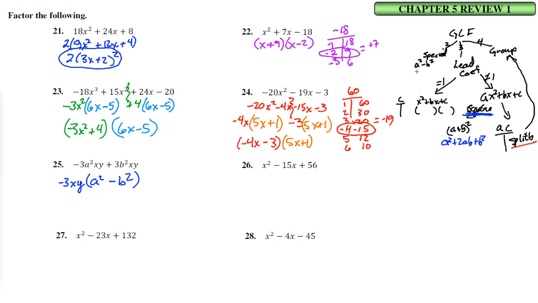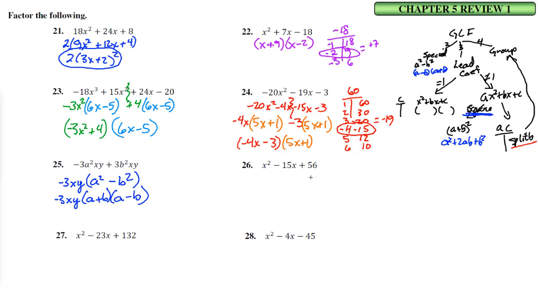Is it a special case, a squared minus b squared? It is. Remember how these go. This is a minus b, a plus b. Okay, so that's negative 3xy, and then that guy breaks up to a plus b, a minus b. Yeah, we weren't quite done. That guy still could go down a little bit.